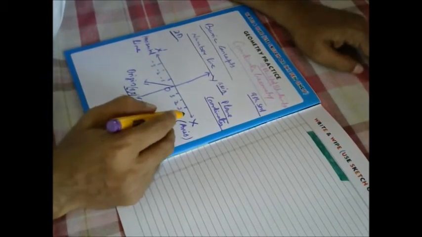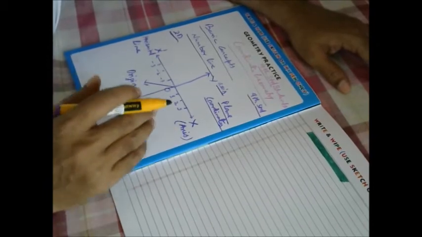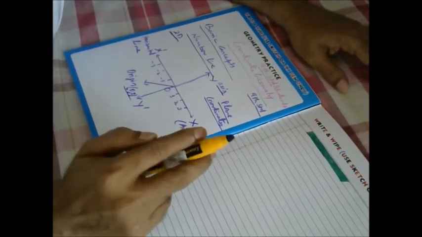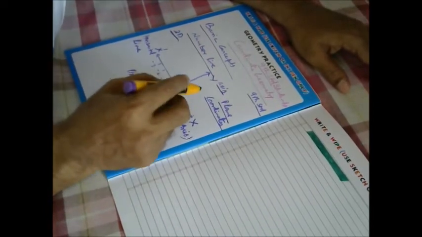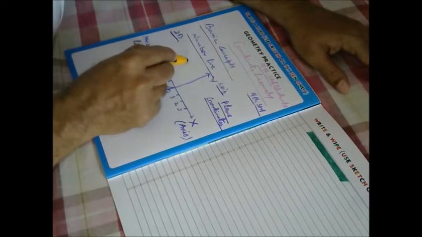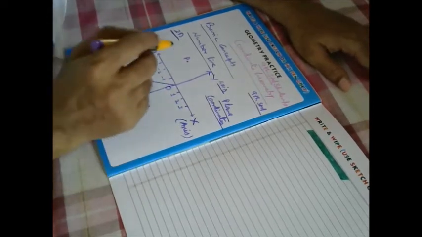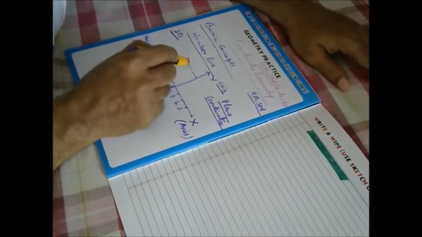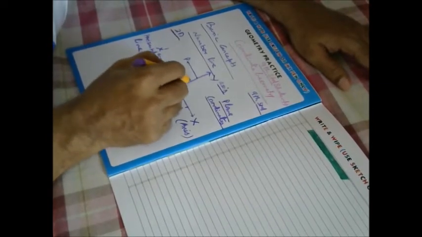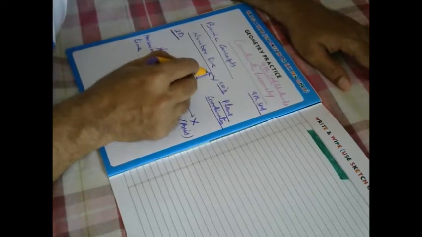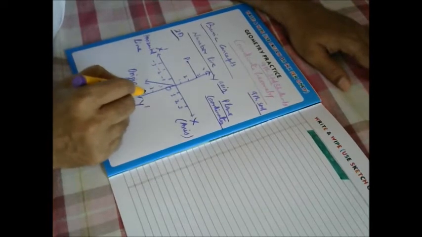So coordinate geometry actually provides us the methodology to find the position of any object. Suppose any point P you are putting here. This point P will be at some distance from this y axis. Suppose this is 1, this is 2, this is 3, this is 4. Similarly, on the bottom side also this is -1, -2, -3.